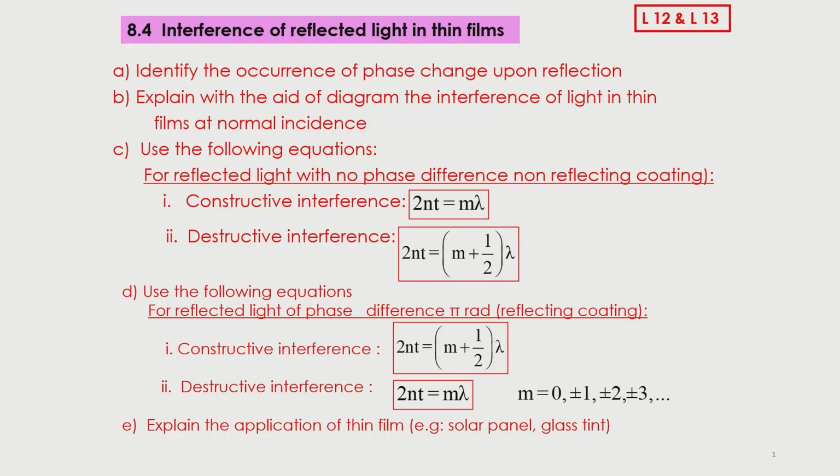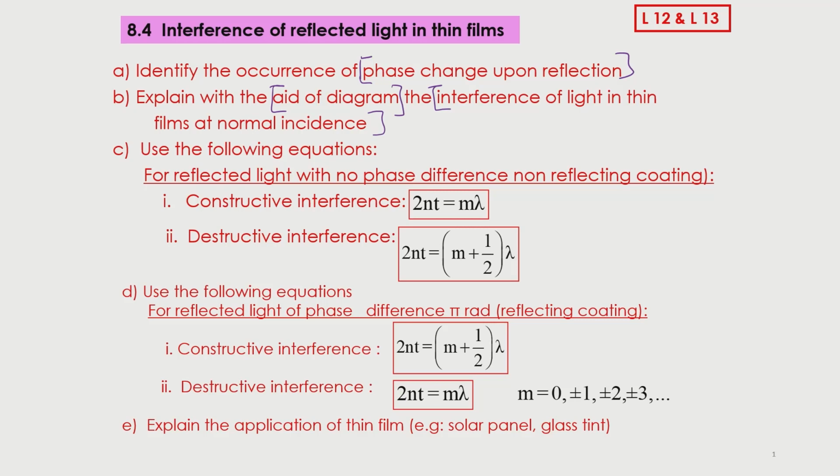Subtopic 8.4: Interference of reflected light in thin films. There are 5 learning outcomes under this subtopic. The first one is to identify the occurrence of phase change upon reflection. The second one is to explain, with the aid of a diagram, the interference of light in thin films at normal incidence.